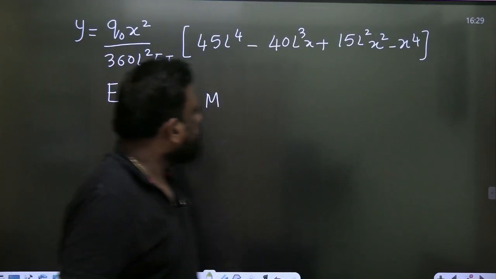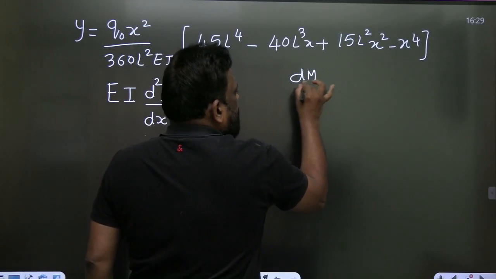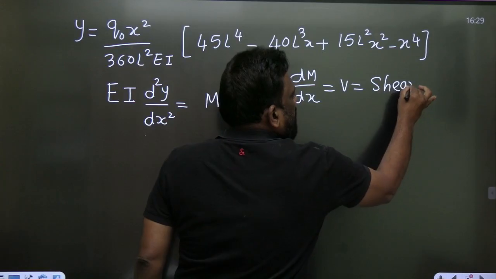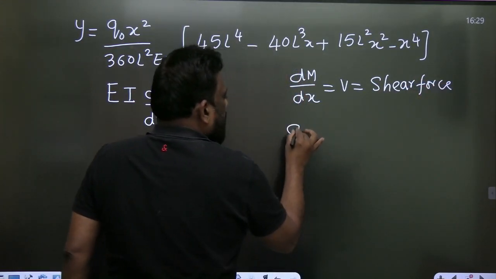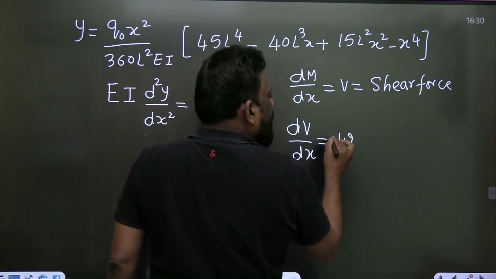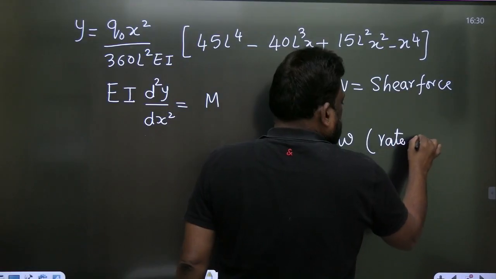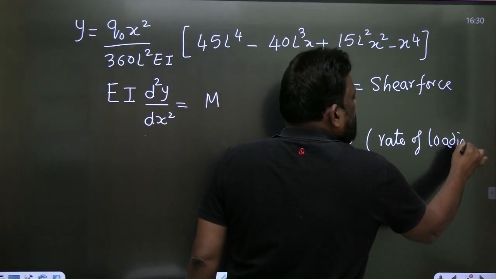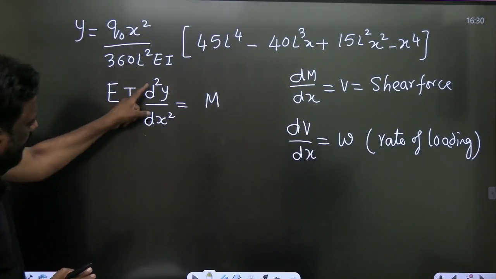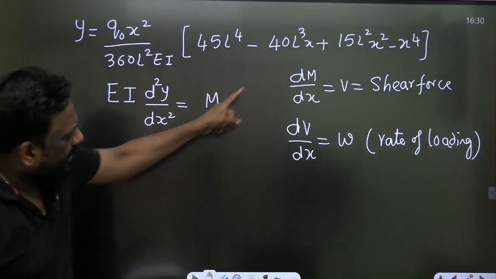Chalo. Now, what to do? You also know that dM by dx is equal to shear force V, and then dV by dx is equal to W. Of course, minus, but I'm not taking that minus, it is rate of loading. Sirs, I'm just interested in magnitude, no problem at all. It means EI d2y by dx square is M. So if I differentiate this, I get dM by dx. But dM by dx is V.